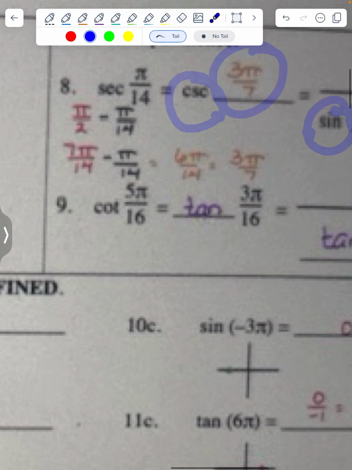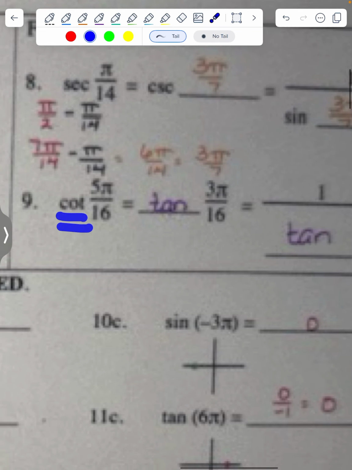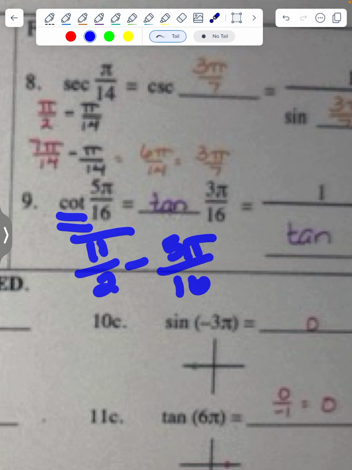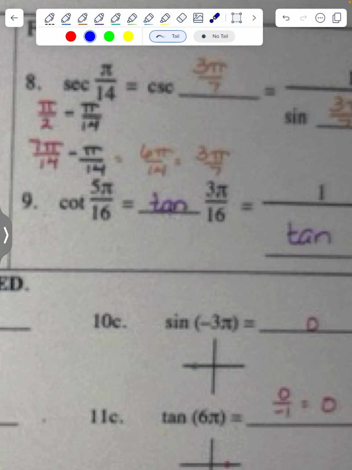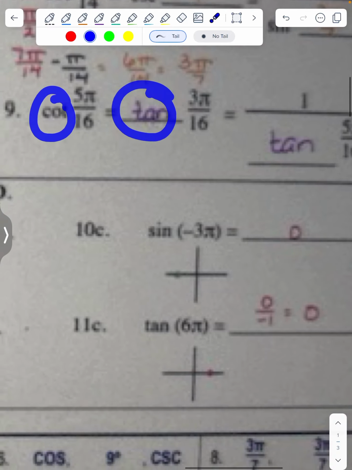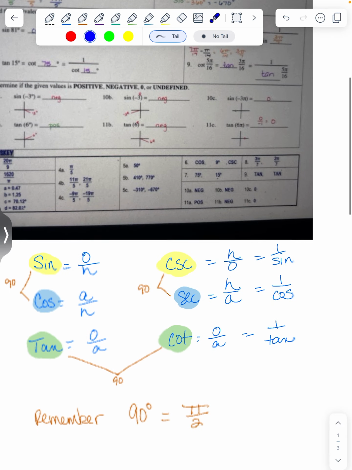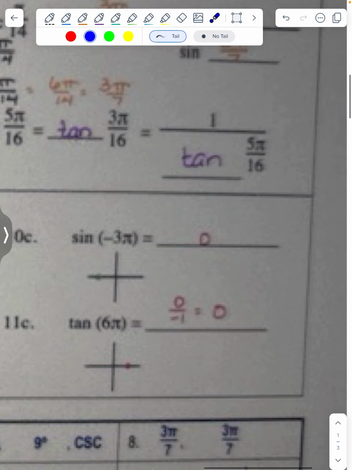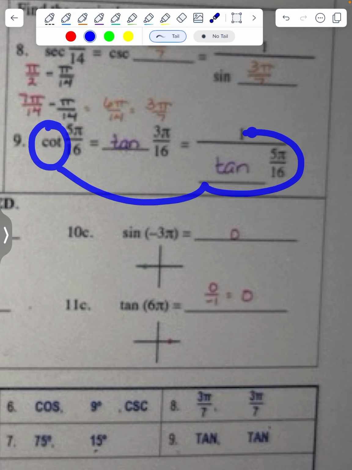Same thing here. They're giving you cotangent, right? And if you do pi over 2 minus 5 pi over 16, you'll get 3 pi over 16. And then those two make 90, right? They make 90, okay? And they're also reciprocals. So cotangent and 1 over tangent are reciprocals of each other.